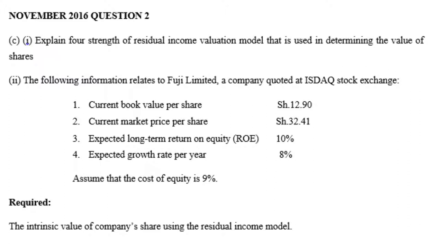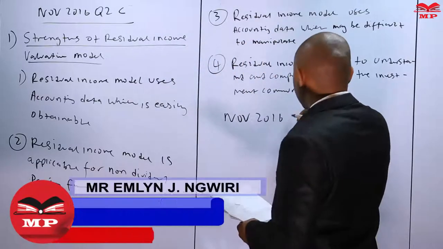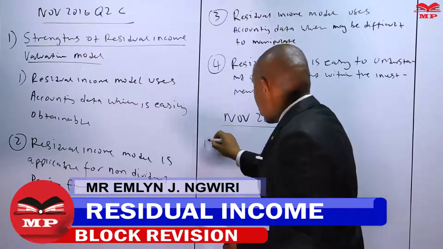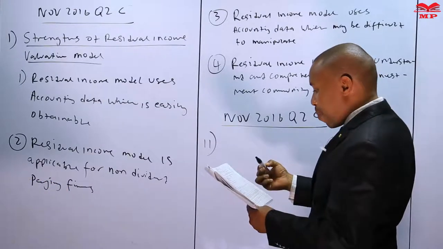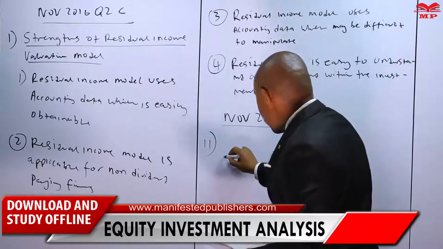Part two of the question is asking, the following information relates to Fuji Limited, a company quoted on the ICE DAX stock exchange. You have the current book value per share, the current market price per share, the expected long-term return on equity, the expected growth rate per year, and assume that the cost of equity is 9%. Required: the intrinsic value of the company using residual income model. So that information requires us to use the residual income model. What is the formula for calculating the value of a share using residual income model?